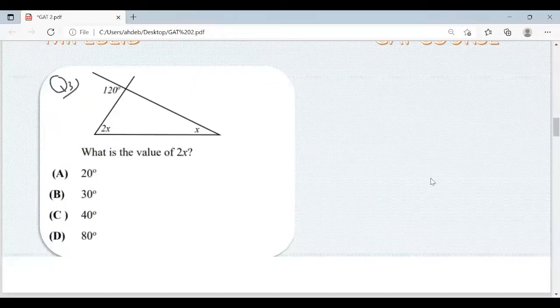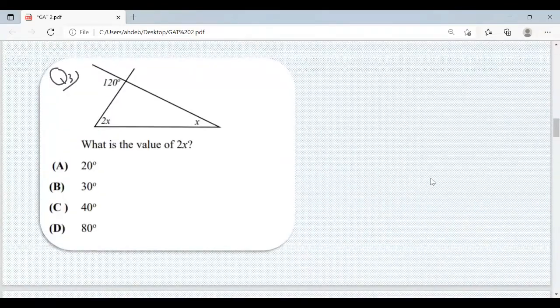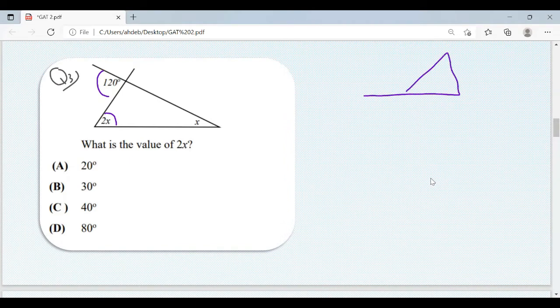Let's move to question 3. What is the value of 2x? We want to find the value of 2x. This is an exterior angle which equals 120. You know that if you have a triangle like that, this angle is called the exterior angle. The measure of the exterior angle equals the sum of the two interior angles except the adjacent. Okay, so we have x plus 2x equals 120.